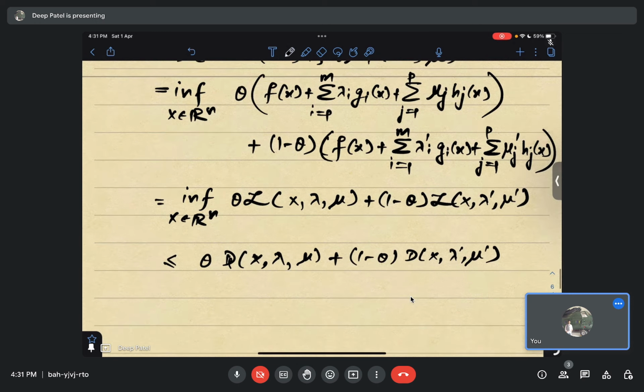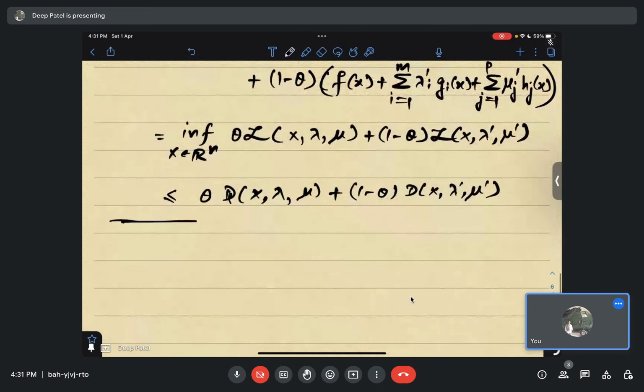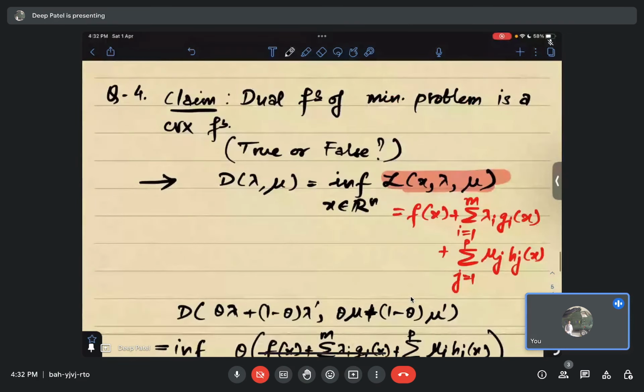But more importantly, a much cleaner way to do it would be like you were suggesting. So I could look at this definition and can I say something from here? I want to see whether it's convex or concave in these arguments, lambda and mu. So here let's say I fix this infimum over x, unconstrained optimization.